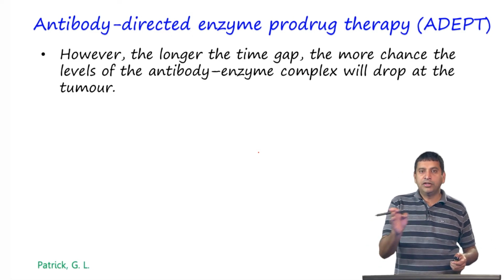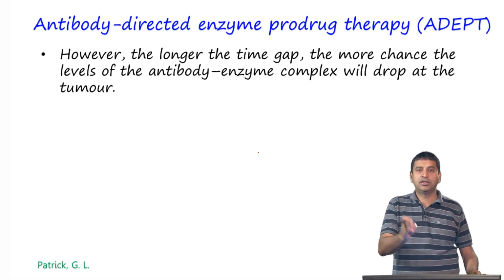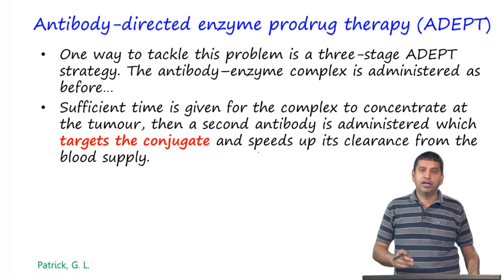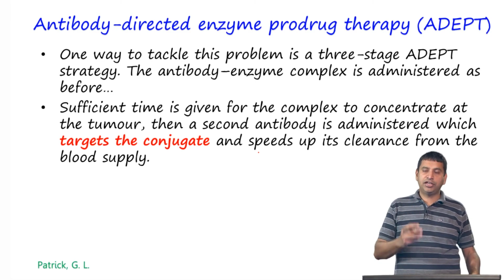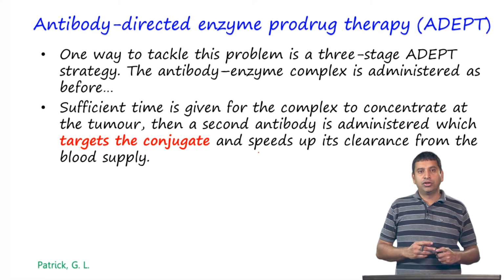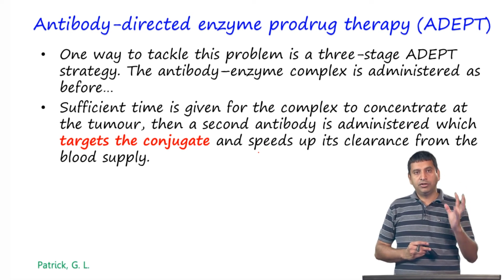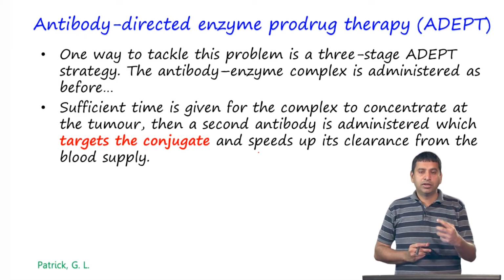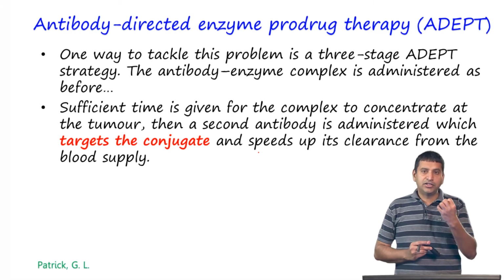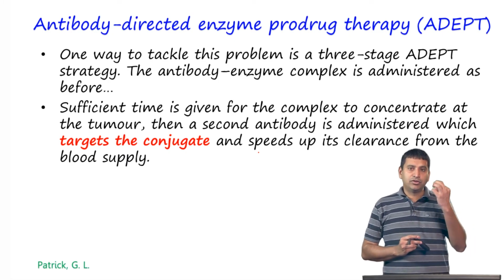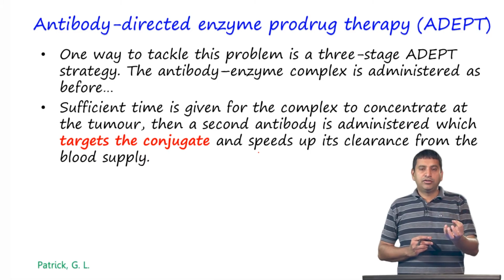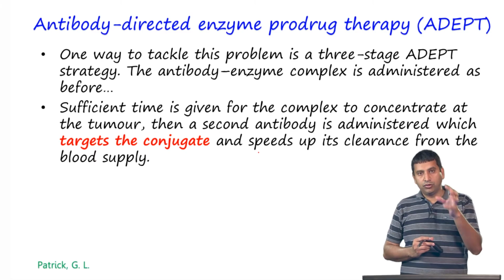So, you need to optimize the time gap between the administration of the antibody enzyme complex and the drug. One way to address this is to use a 3-stage ADEPT. Here the antibody enzyme complex is administered as we would do normally. Then you give enough time so that the complex concentrates at the tumor. Then we would add a second antibody. This antibody is raised to target the conjugate, that is the original conjugate that we have used.